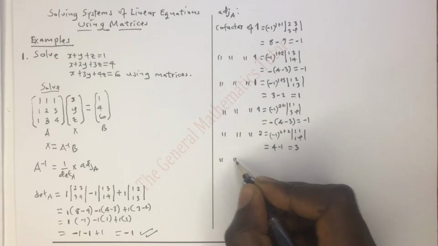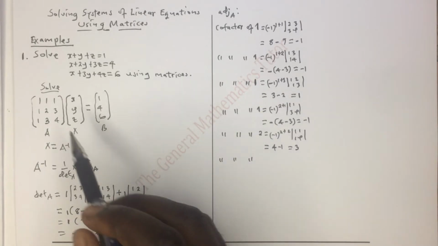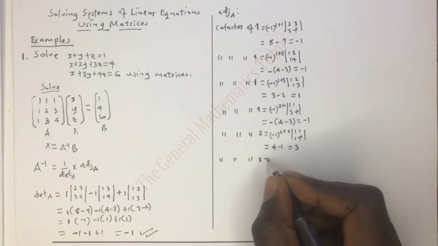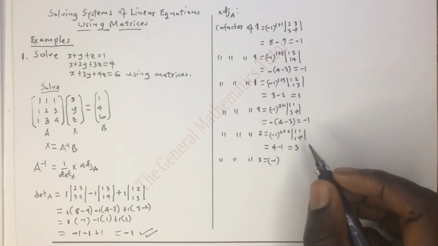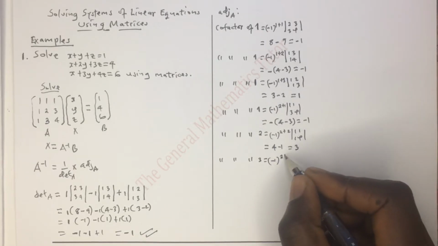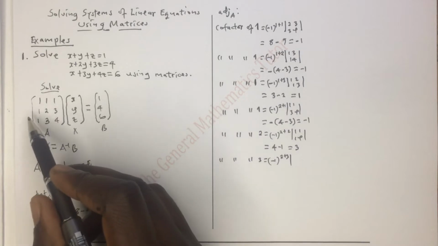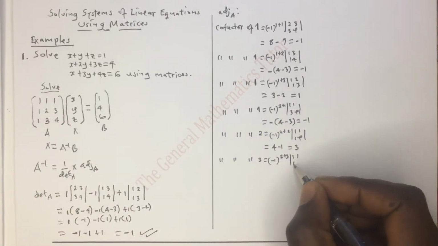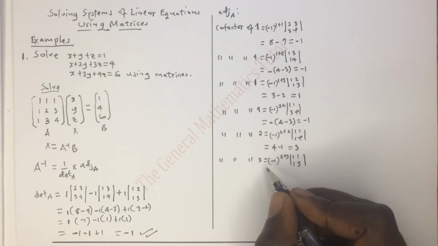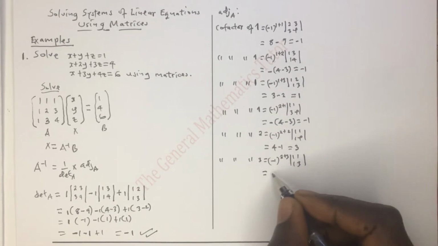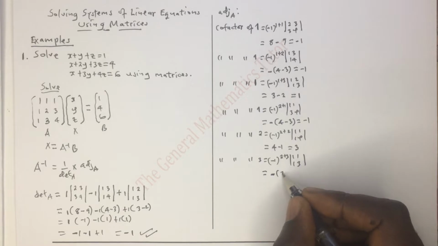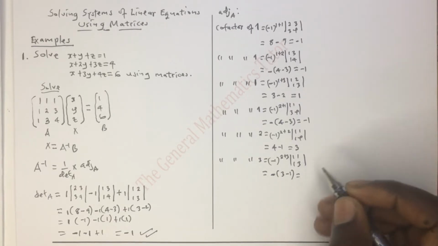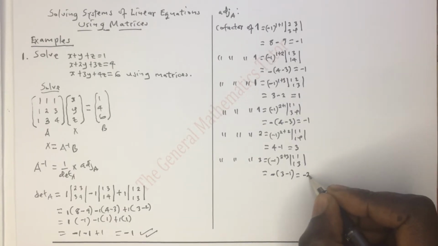Then let us go to the cofactor of the next element, which is 3. So 3 is in the second row, the third column. When you cover its row and its column, you're left with 1, 1, 1, 3. This is odd, so the negative will hold. So we have 3 minus 1. That is just negative 2.